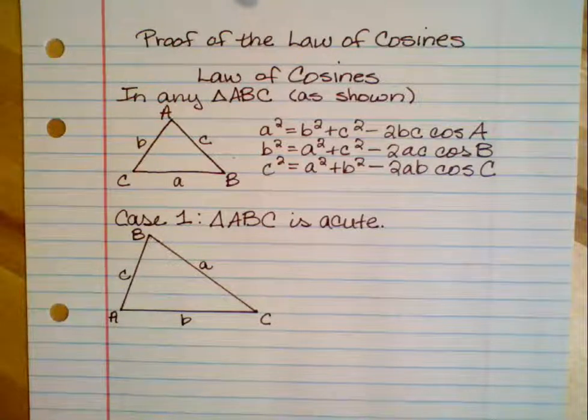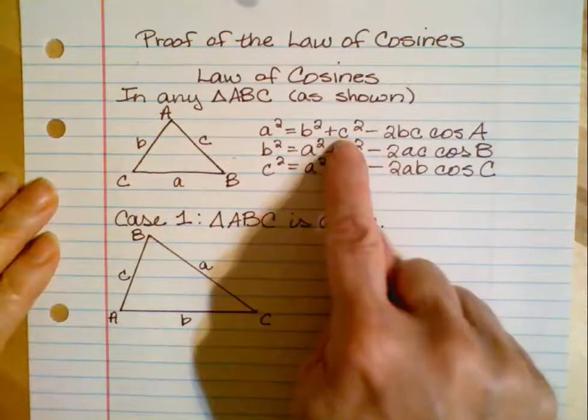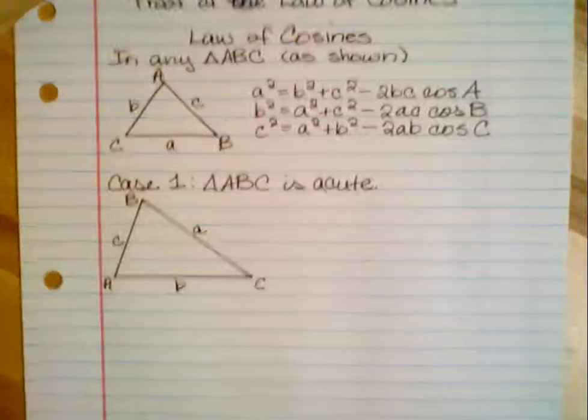In this video, we're going to be proving the law of cosines, which we see written here. What we're going to be doing is showing how each of these three equations is developed from an acute triangle, which is what we'll look at in case 1. Case 2, we'll look at the obtuse, and in case 3, we'll talk about what happens in a right triangle. So with that in mind, we're going to start straight into our acute triangle case.